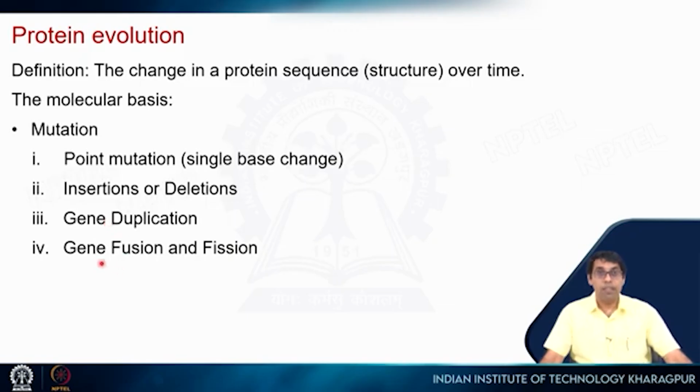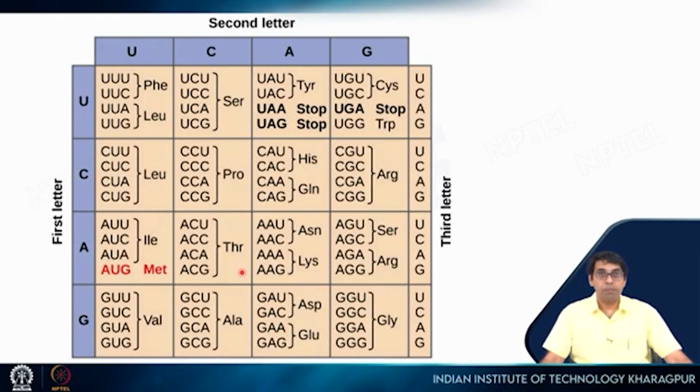And then there are gene fusion and fission. Two genes can get combined to form a chimeric protein with completely new function, or a single gene can be split into two different genes so that they will have different functions. So these are the basic mechanisms by which protein evolution happens.